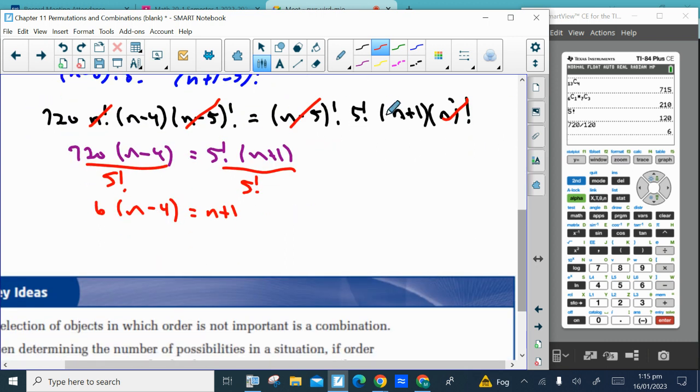And now I can solve for n. I'll get 6n take away 24 equals n plus 1. So 5n will equal 25, and n will equal 5. So there's our final simplified answer.